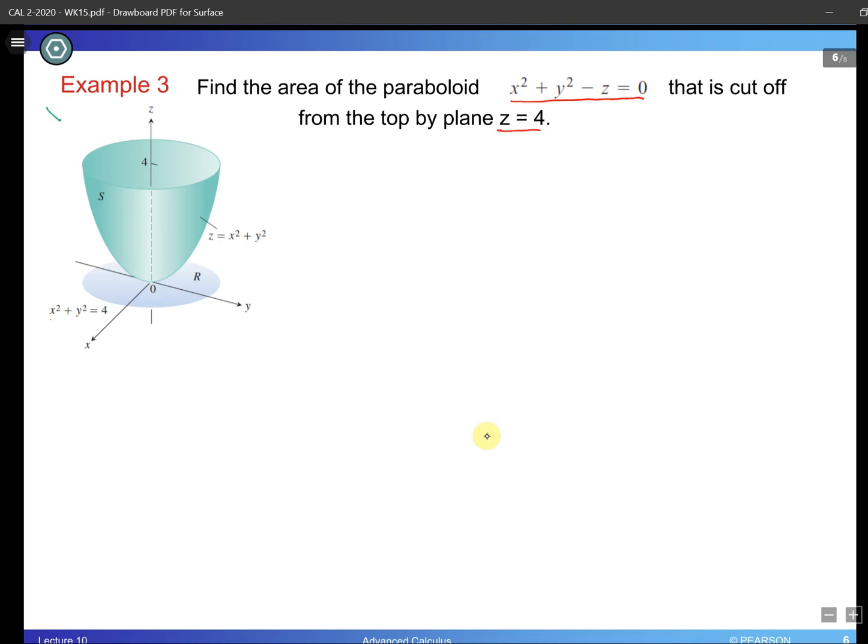So this one right here is the paraboloid. And as you can see, it's cut off from the top at z equal to 4. So at this point, the paraboloid is cut off. So there you go. You have this bowl in the space, and we are supposed to find the area of this surface, the surface of this bowl. Now, as you can see, this is the area of a surface in the space, so we are going to use the formula that we just derived. So let's bring that formula here.